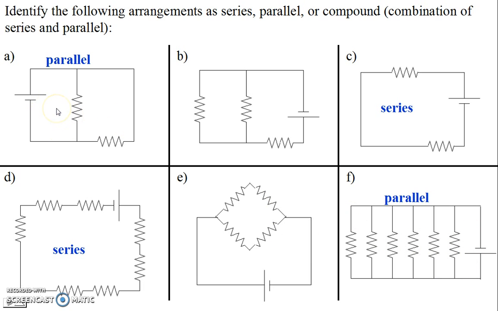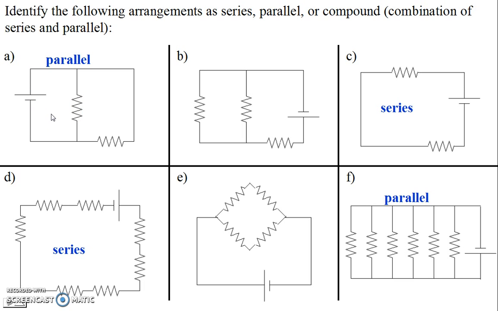The real test is to see, if you take one out, will the other function? So if I take this resistor out, will this one still work? Well, yeah, it's got a complete path. If I take this one out, will this one still work? Sure, it's on its own independent branch. That's what makes them parallel, that they are independent of each other.